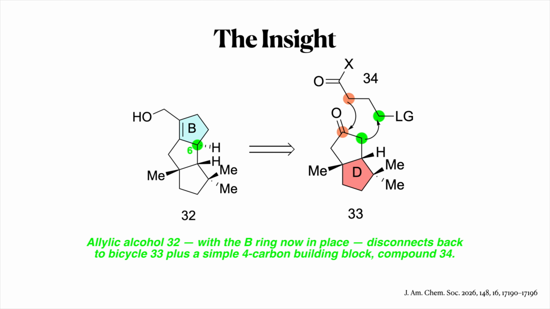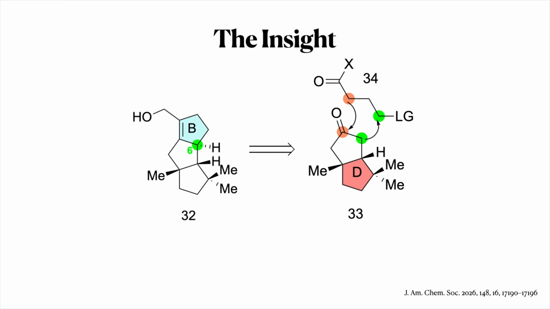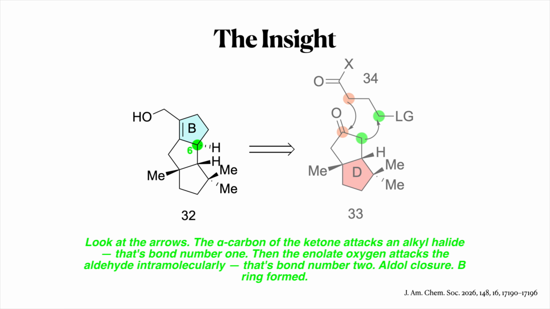Allylic alcohol 32, with the B ring now in place. Disconnect back to bicycle 33 plus a simple 4-carbon building block, compound 34. Look at the arrows. The alpha carbon of the ketone attacks an alkyl halide. That's bond number 1. Then the enolate oxygen attacks the aldehyde intramolecularly. That's bond number 2, aldol closure.